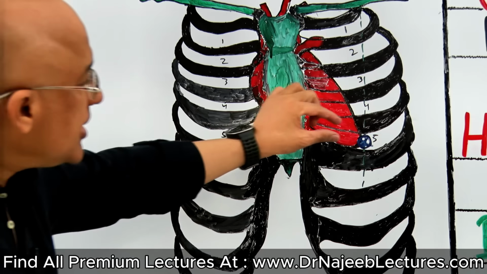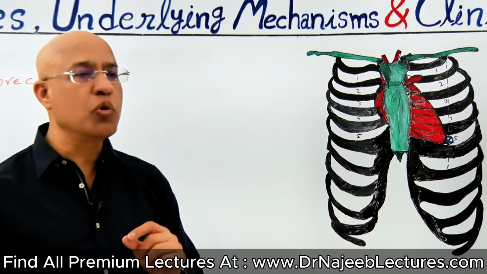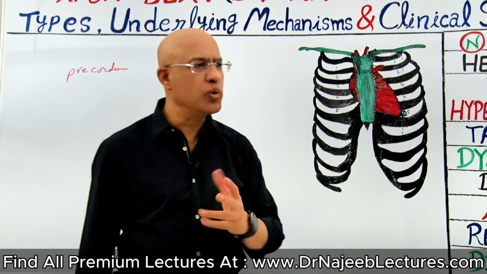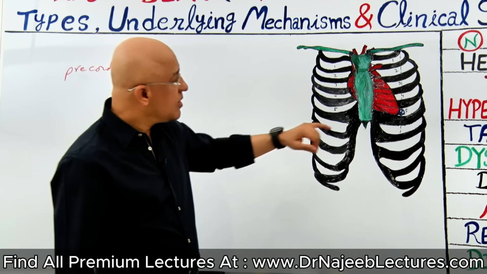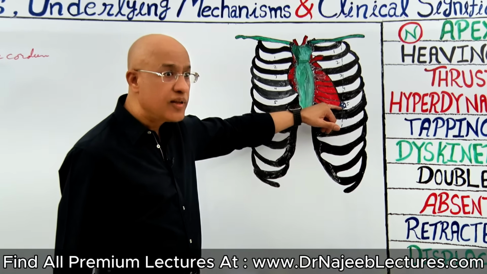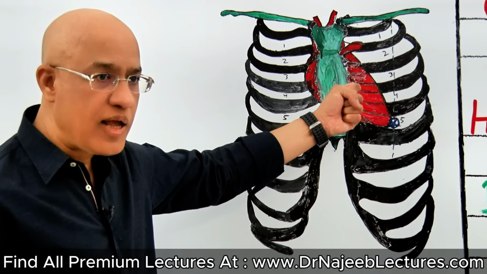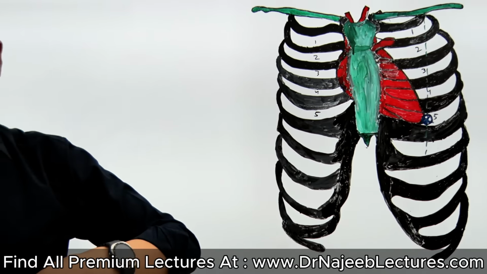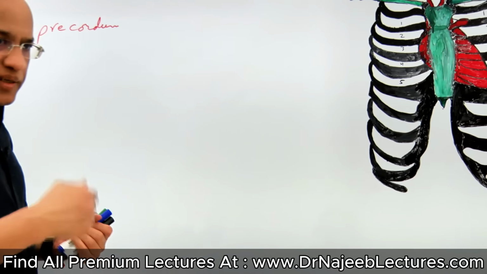The area of a normal apex beat should not be more than 3 centimeter. Usually they mention 2.5 to 3 centimeter. Now, what does it represent, systole or diastole? It represents systole, because on the contraction of the left ventricle, the apex of the left ventricle is going to hit the precordium.